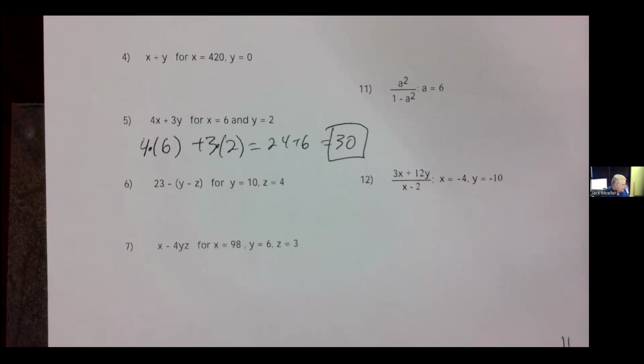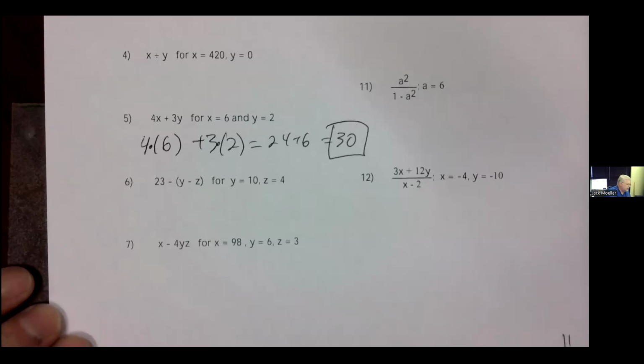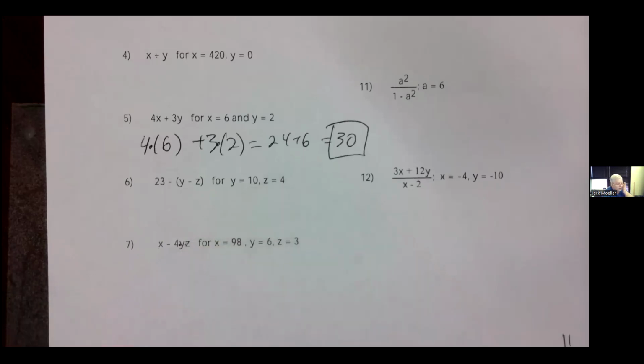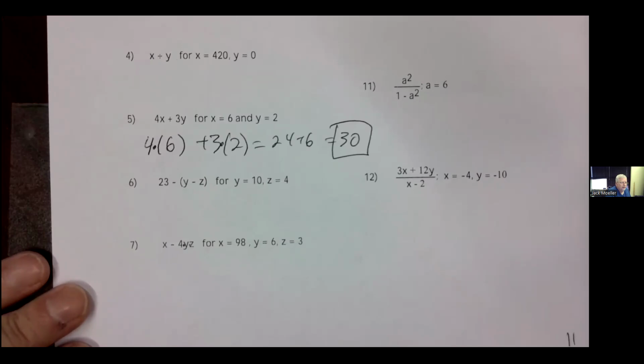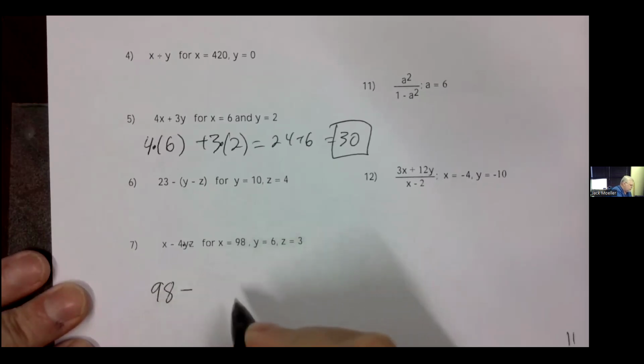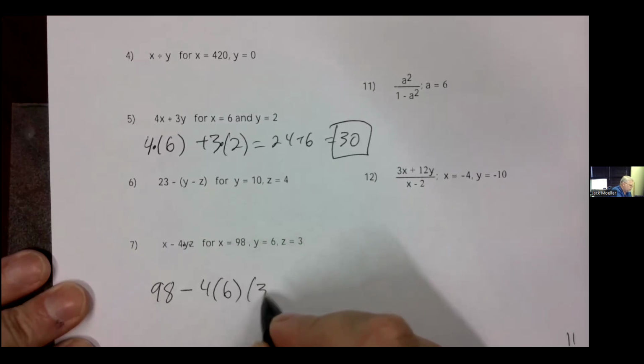How about number 7? x minus 4yz. Anytime we have a number right next to a letter, it means multiplication. If you have two letters next to each other, that means multiply. So that is 4 times y times z. Let's plug them in. We know x is 98, so it's going to be 98 minus 4 times y, which is 6, times z, which is 3.